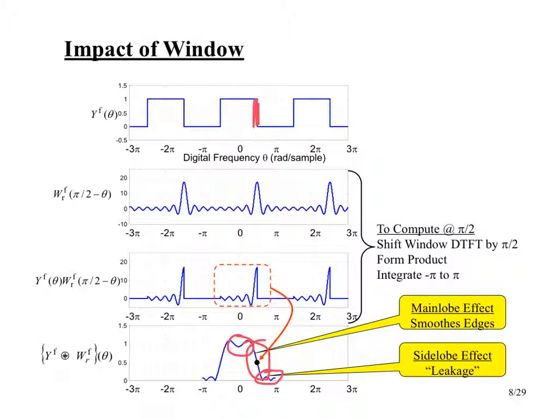So if we understand how this works, we can get a feeling for how it will work in general. And we can also see, and this is the important thing, what the different behaviors are due to the main lobe and the side lobe.